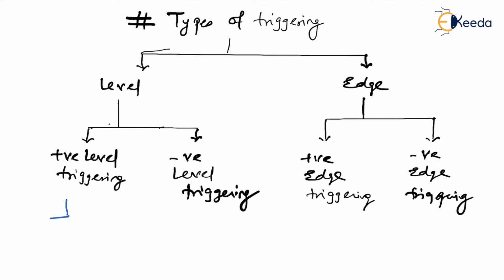So don't forget, a positive level is nothing but 1 to 1 transition, a negative level is nothing but 0 to 0 transition, a positive edge is nothing but 0 to 1 transition and a negative edge is nothing but 1 to 0 transition. So these are the types of triggering. Now we have understood the types of triggering, but how to use it and how does that make a difference for the circuit to act on the given inputs, we will see.